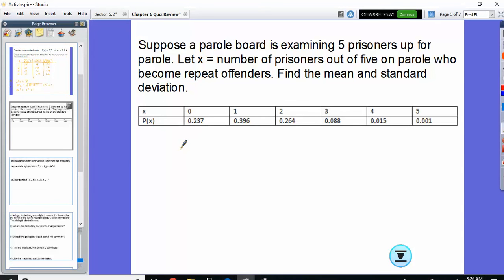Okay, does everybody understand how to get to those things? So when you do it on the calculator for a probability distribution, your frequency list is the probabilities, the L2s. Okay.